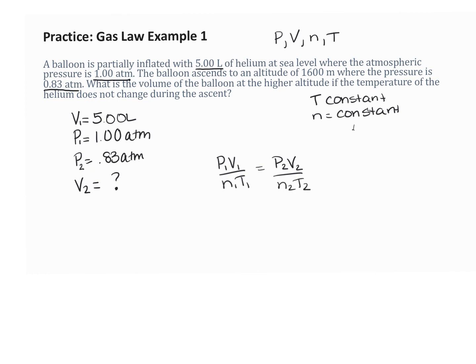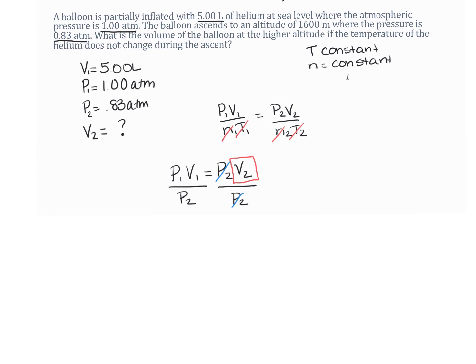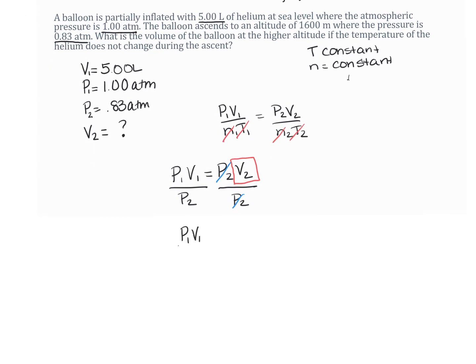And you want to cross out anything that is constant. So we're going to cross out the number of moles. We're going to cross out the temperature because those are constant. And now we have P1V1 equals P2V2. I like to square what I'm solving for. So I'm solving for V2, and that means mathematically, I want to get it by itself on one side of the equal sign. So to do this, I'm going to divide both sides by P2, okay? We see then that P2 cancels out here. So now we have P1V1 over P2 equals V2.